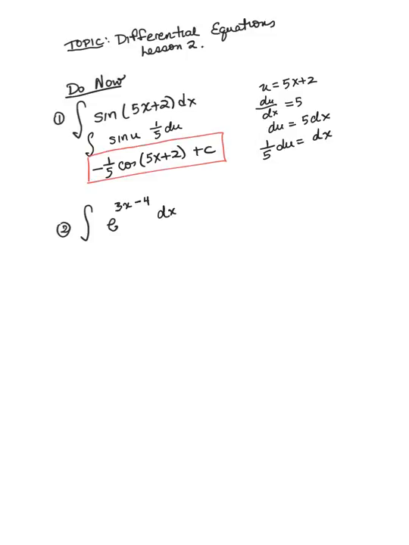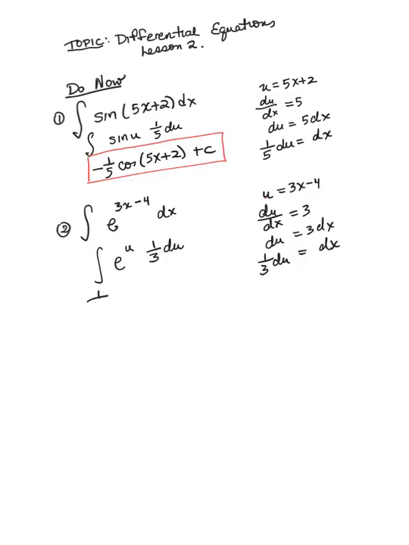In the second problem, we have an exponential function, and the exponent is a function of x, so that is our u. And we differentiate that. du/dx is 3. du equals 3 dx. dx is 1/3 du. And when we substitute, we get e to the u times 1/3 du. And our answer is 1/3 e to the u, and we'll put back the 3x minus 4 plus c.